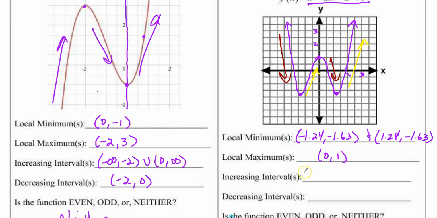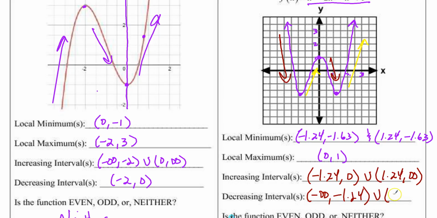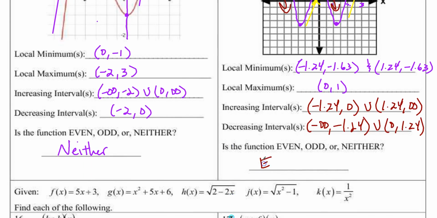So increasing intervals are negative 1.24 to 0 and positive 1.24 to infinity, and it's decreasing from negative infinity to negative 1.24 and from 0 to 1.24. And just by looking at this, it appears to be reflecting across the y-axis, so this is an even function.